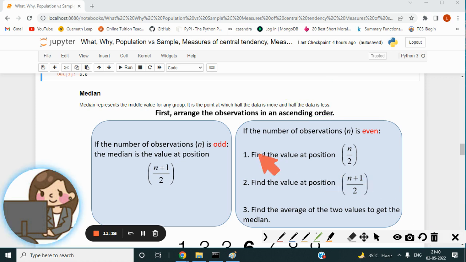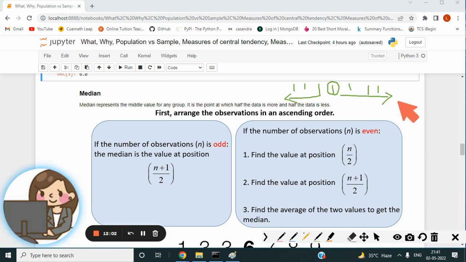Now if the number of observations is odd, we will have a clear-cut middle value over there. Here the number of observations is odd, so we have a clear-cut middle value. The median will be the (n plus 1) by 2th value. Here there are 7 values. 7 plus 1 is 8, 8 by 2 is 4. So the fourth value gives the median.